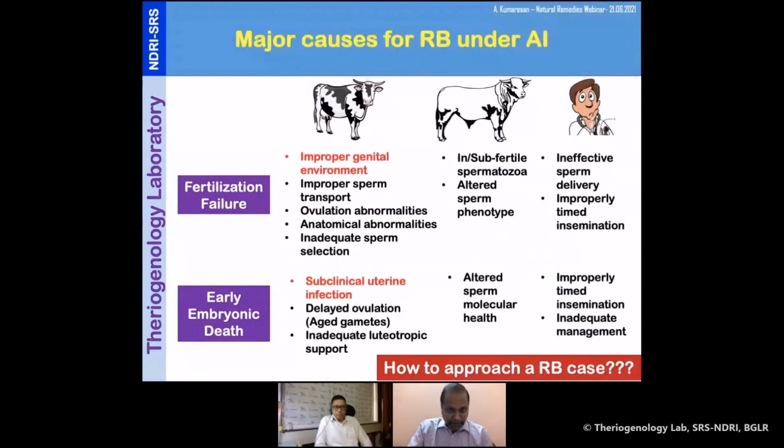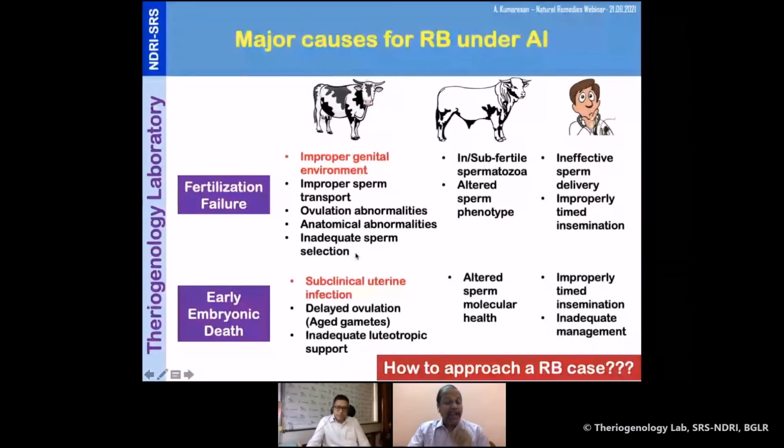Then improper sperm transport, yes, it happens. If the cow is under stress, the oxytocin or hormone level gets altered, and it does not elicit the response by which the sperm get transported. Sperm transport occurs by two means: by the mother as well as by sperm movement. Here the mother's movement is impaired. Then there are ovulation abnormalities, anovulation and delayed ovulation.